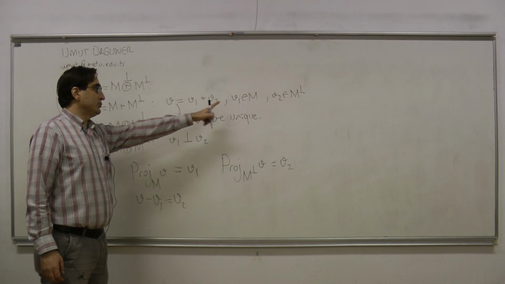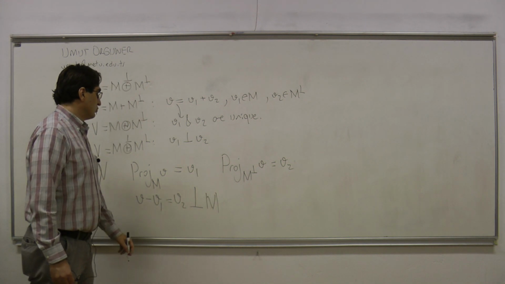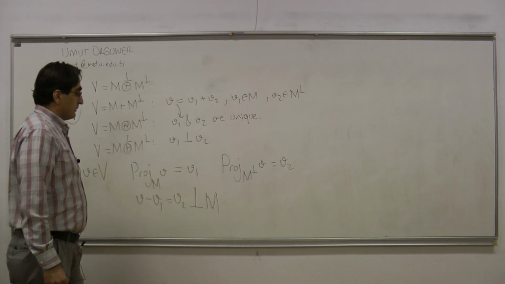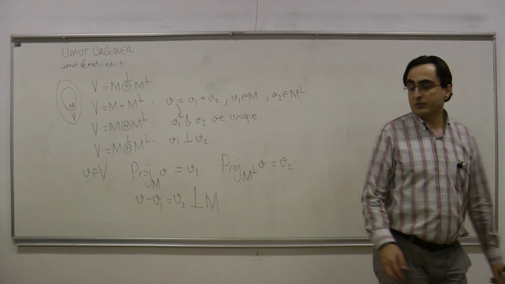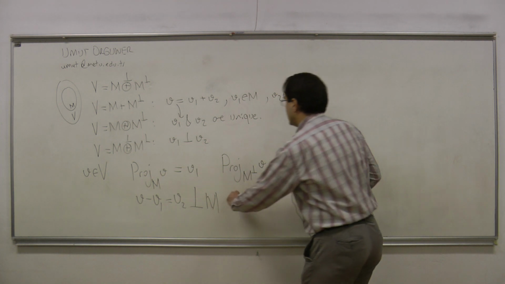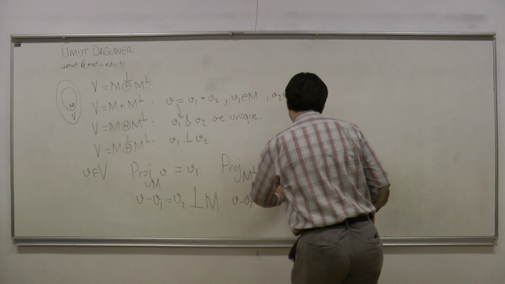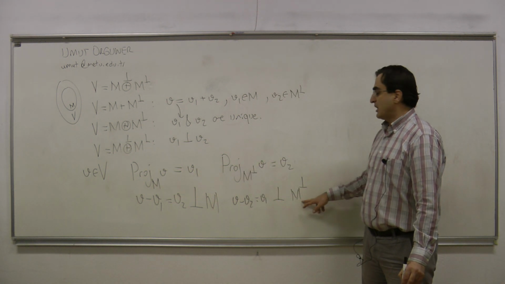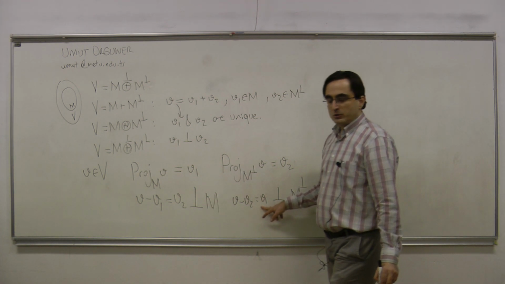I know that V2 is in M orthogonal complement, so this subtraction is orthogonal to M. That is the orthogonality principle in the projection theorem. Similarly, in this case, V minus V2 is V1, and this is orthogonal to M orthogonal complement. If something is orthogonal to M orthogonal complement, it is going to be in M, and this is V1.